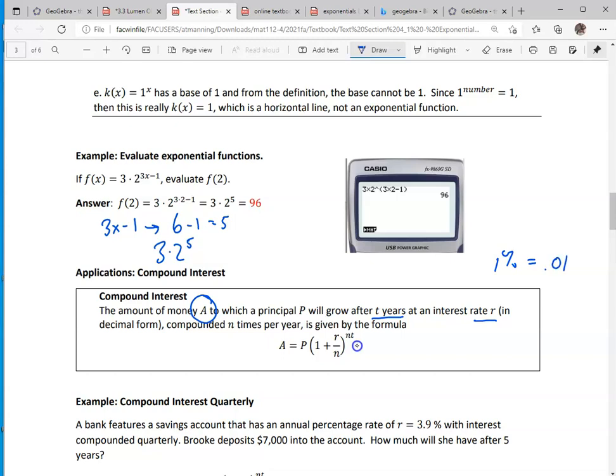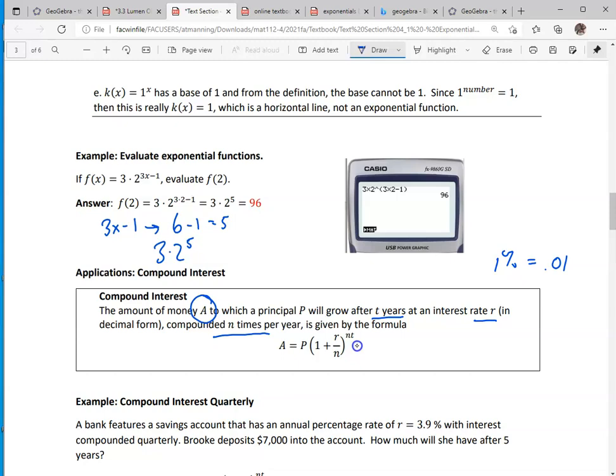That's what they mean by in decimal form. Compounded n times per year. And this was where the banks make it seem really cool. Once a month, that would be 12 times a year. Once a quarter, 4 times a year. Continuously, that's a whole other thing we'll be getting into in a little bit.